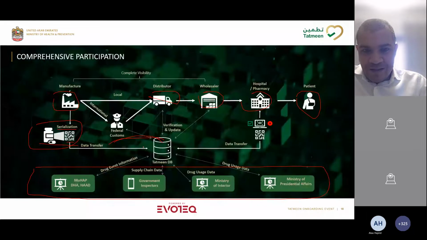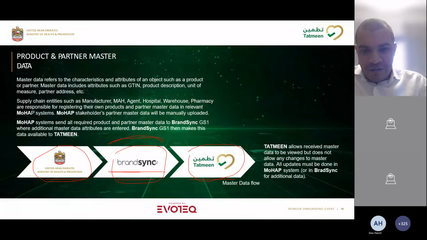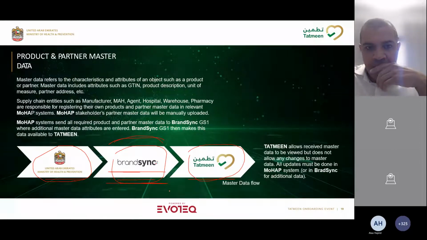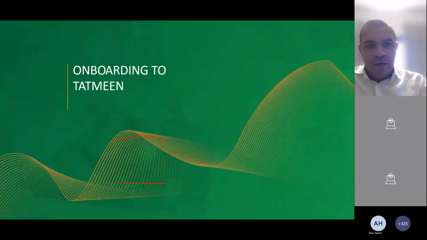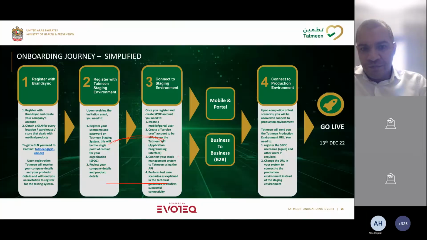Sorry guys. The acquisition of GLNs happens here. When you go and talk to BrandSync, they will send you an Excel sheet, ask for information, and they will give you the GLNs. These GLNs are forwarded to Tatmeen. Tatmeen identifies you using the GLN, and of course, your partner information and whatever. Right. How do you onboard to Tatmeen?